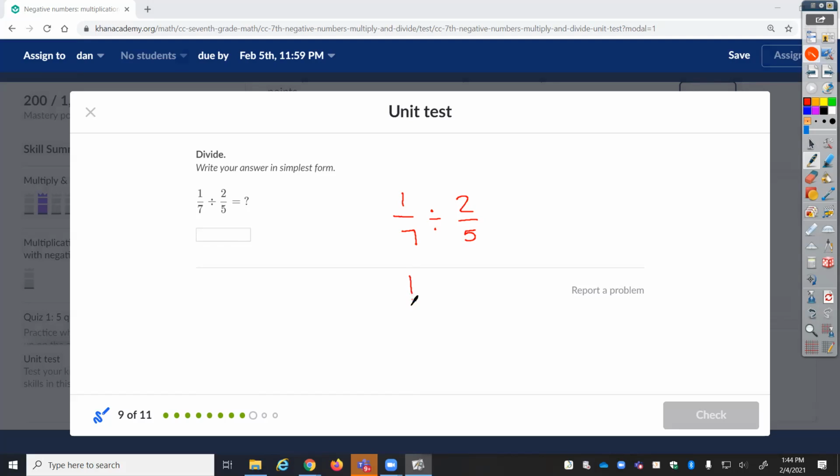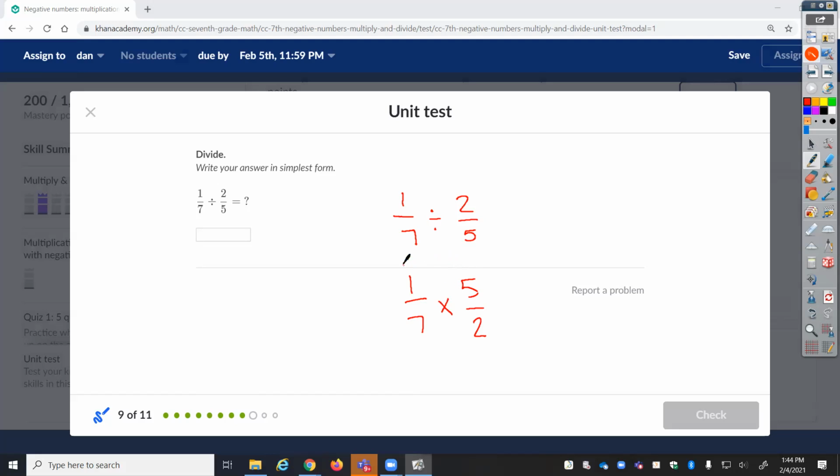Very good, the reciprocal. So we take 1/7. We do the reciprocal of 2/5, which is what? 5/2. And then the division becomes a what? Multiplication. Multiplication. So now we have this. What is the next step when we multiply fractions?